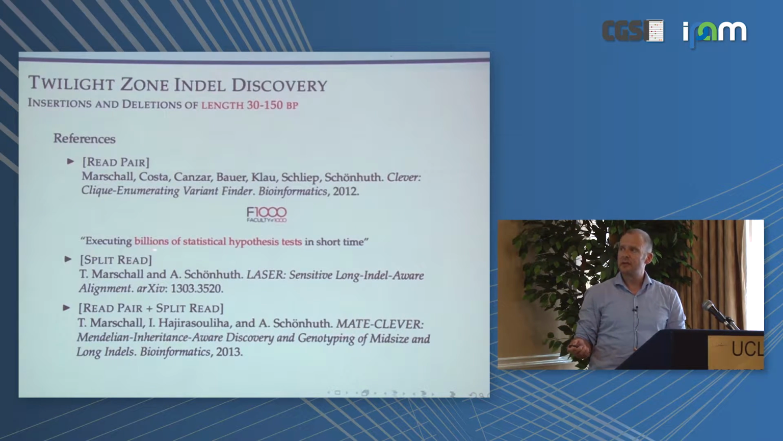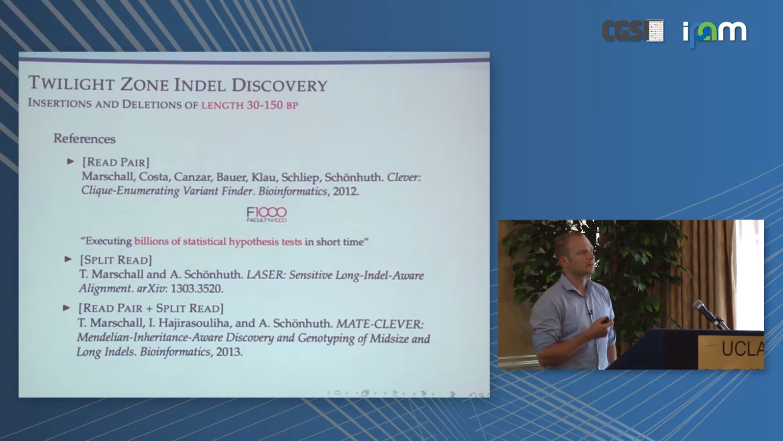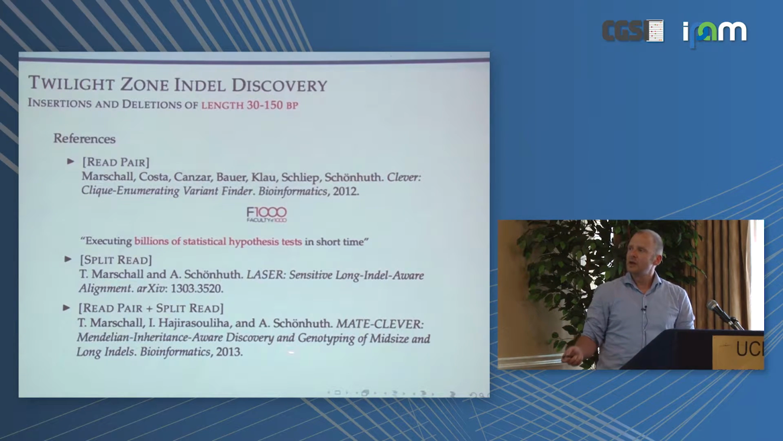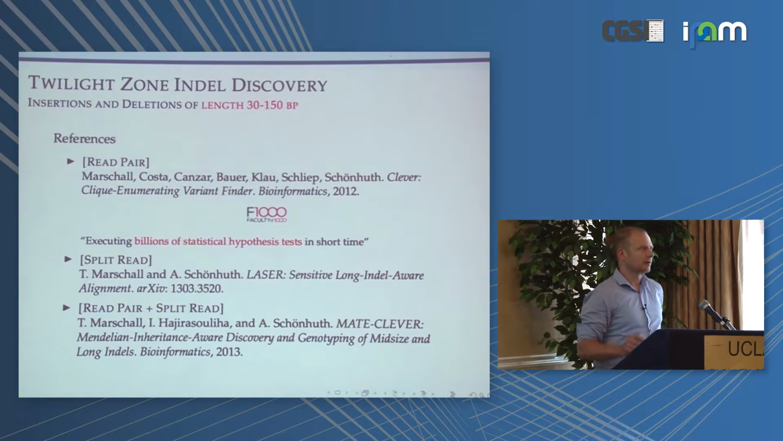We are able to execute billions of statistical hypothesis tests in very short time, and then we could use this also in the frame of the Genome of the Netherlands project, which is a population scale project. So the speed was the decisive factor here. Then we also combined this with a split read aligner, never published by the way, and we had another paper made, Mate-Clever, and this is what we used in the Genome of the Netherlands project. That's a long time ago. By the way, this is also in the classification scheme of Verdun. This is also able to handle multiple genomes.